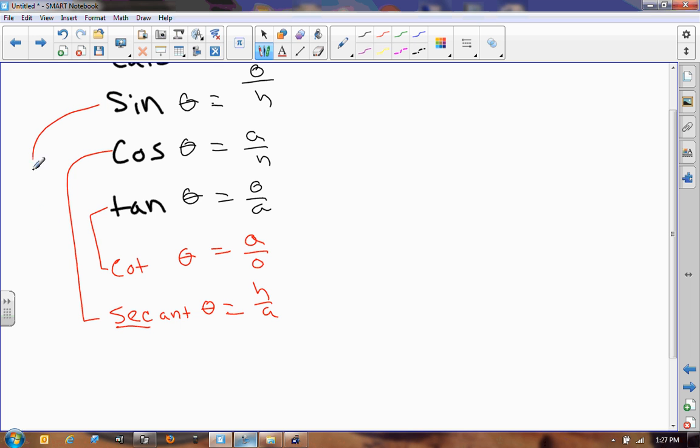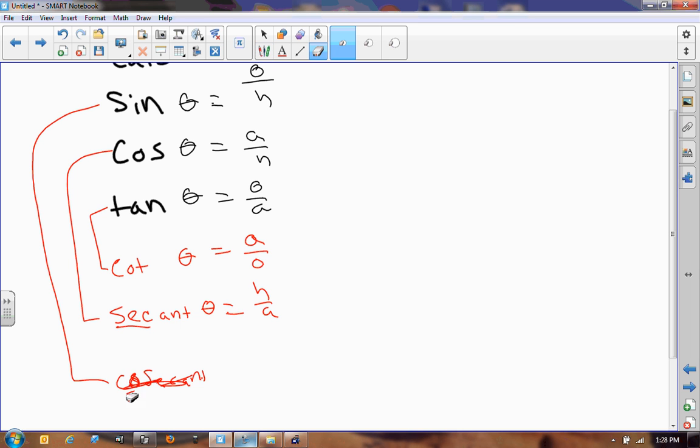And finally, sine, cosecant. CSC is actually the abbreviation for it. Let me scratch that out, because cosecant is abbreviated CSC of theta. Just like secant, cosecant is the opposite of sine, which is H over O.